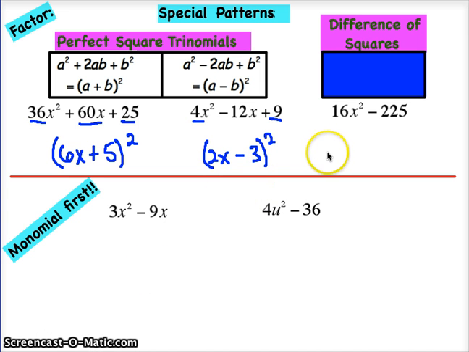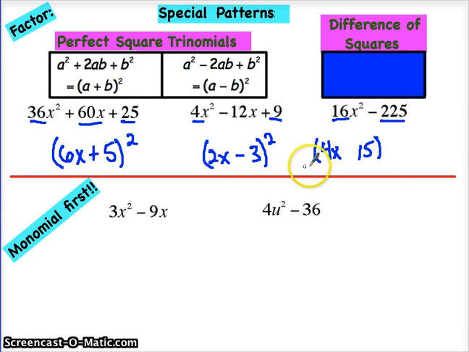Okay, now there is another pattern, also called a perfect squares pattern, but this one's called the difference of squares. And the reason is, if we think about our numbers, notice we do have a positive 16 and a negative 225 over here, both perfect squares, although negative makes me think something weird's going on. But I would still think, if I had to take a guess, that 4x would help me get 16x squared, and 15 will help me get 225.